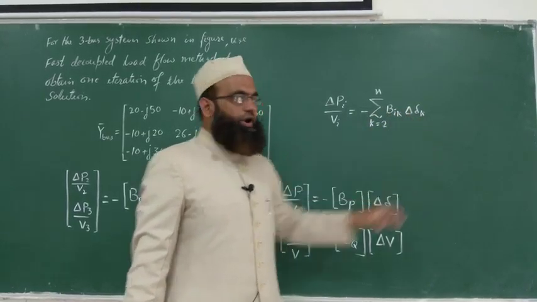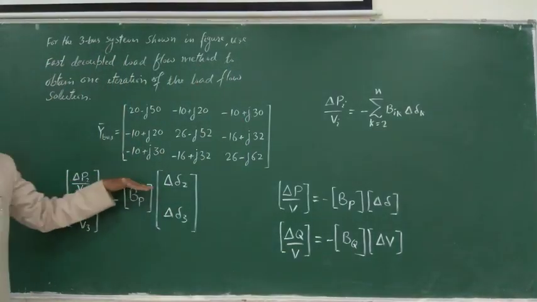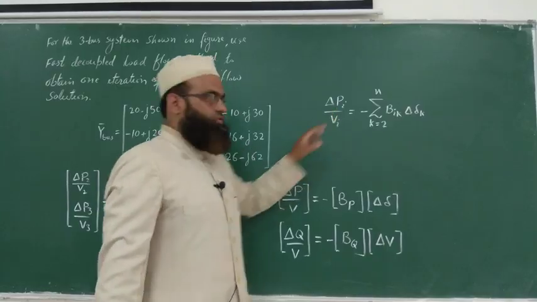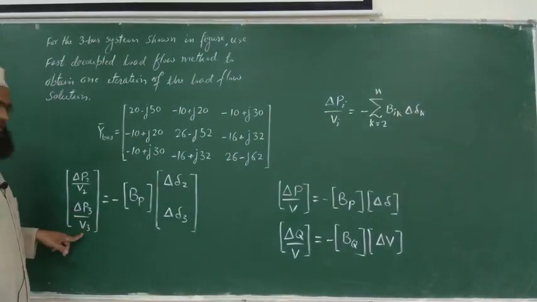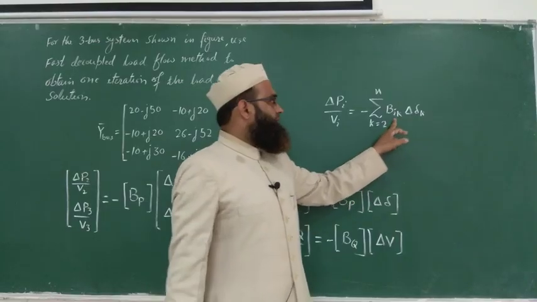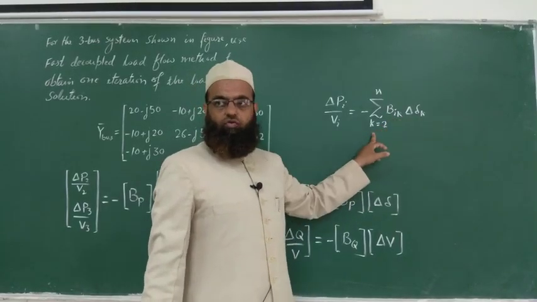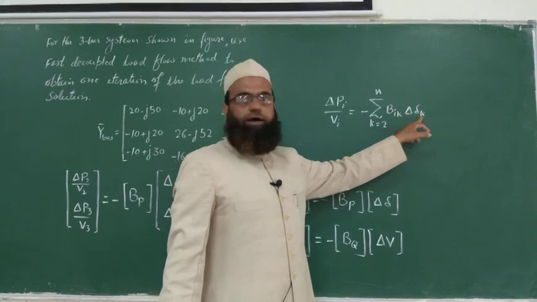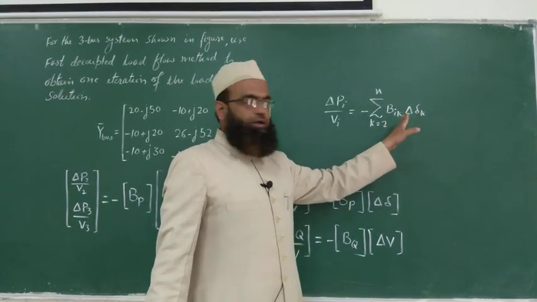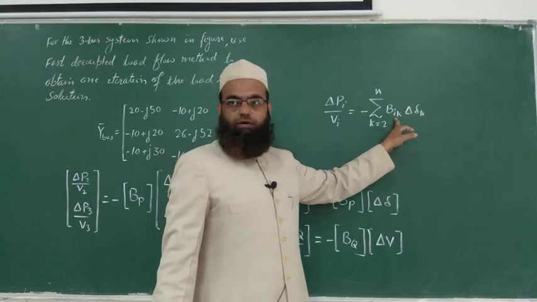2 elements corresponding to this row. Similarly, when i is 3, so this will be del P3 upon V3. So substitute i equals 3 here. So this time it will be B32 when k is 2, right? Del delta 2, k is 2 here, right? Then again k equals 3, so B33 del delta 3.